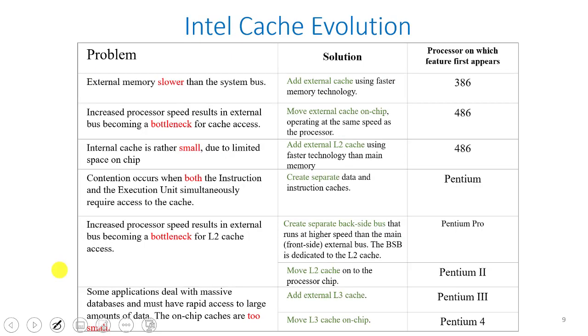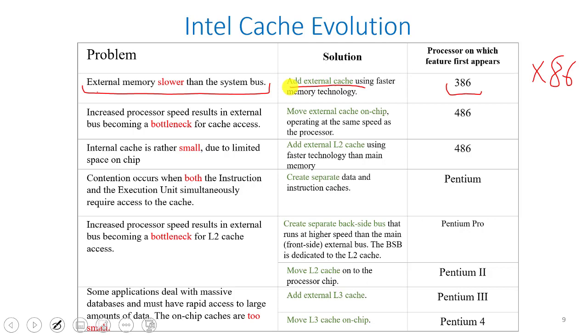Next is the evolution of cache memory. So in this slide, I put some information for you. You can see that the problem was the external memory is slower than the bus system, meaning the main memory is very slow compared to the CPU. So what they did in the 386, remember 386, I said x86, these are the 32-bit processors. So in the 386, they added an external cache using faster memory technology. So cache started over here.